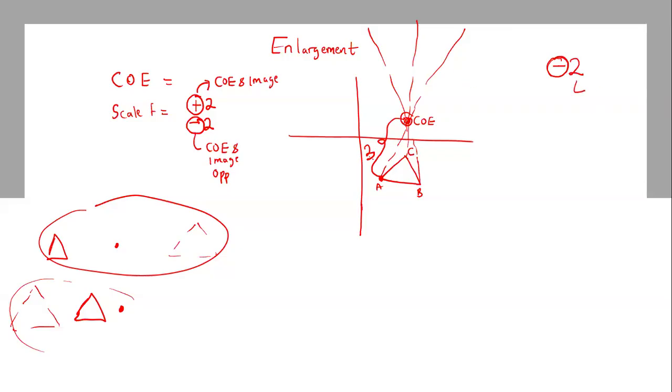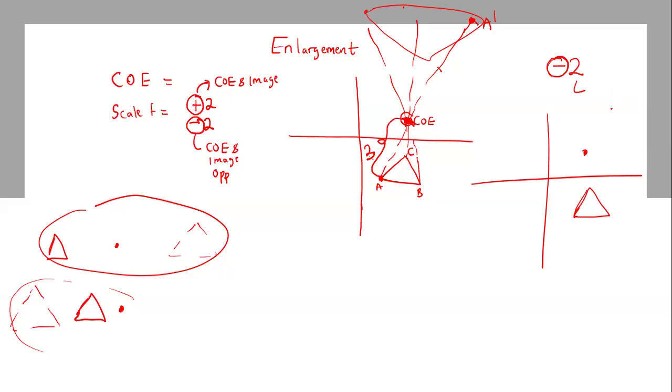So I'll come here, I start always from the center of enlargement, this is 1, this is 2. So I'll place my point A around here. You do the same to B, you do the same to C. So you'll find that your image is going to be this side. So that's what we call it when the scale factor is negative. For that same case, in case this was our center of enlargement and this was our object and we have been given a positive 2, what do we do?